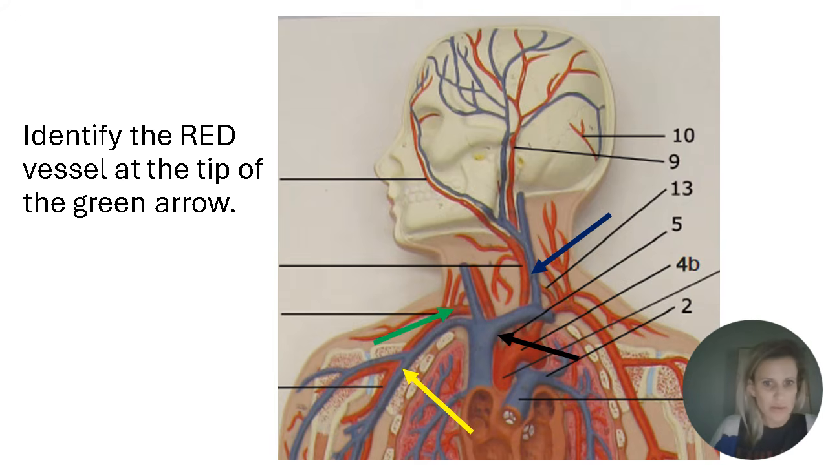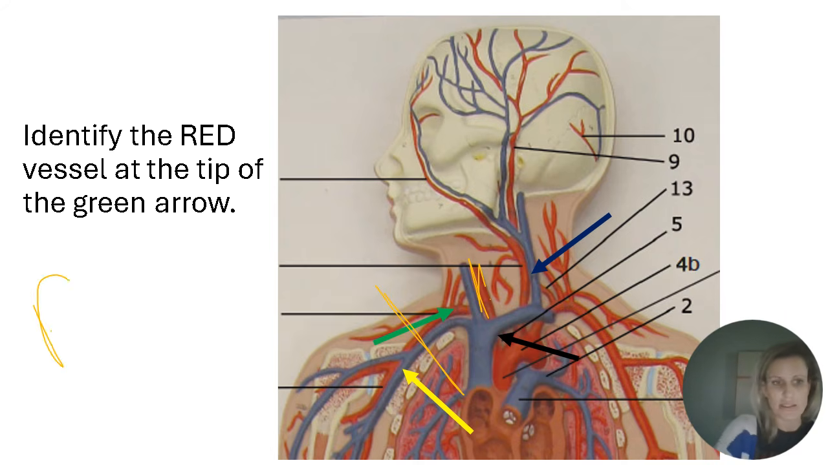The red vessel at the tip of the green arrow. All right, so we just did the brachiocephalic trunk, right? The black arrow we said was pointing to the brachiocephalic trunk, which is right there. And then we know that splits and it goes up the neck as the common carotid. And then this branch right here that goes towards the arm was the subclavian, right? And that goes until you pass the first rib. So where that green arrow is pointing, that is still the subclavian.